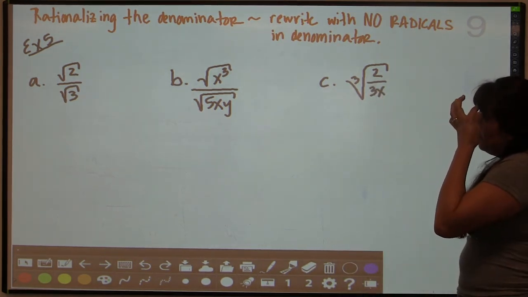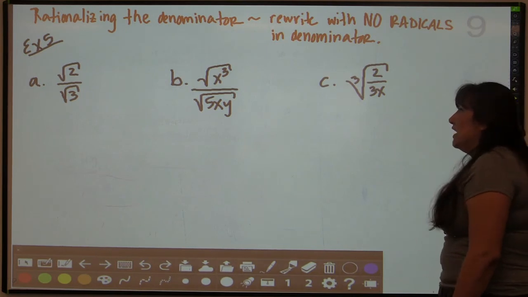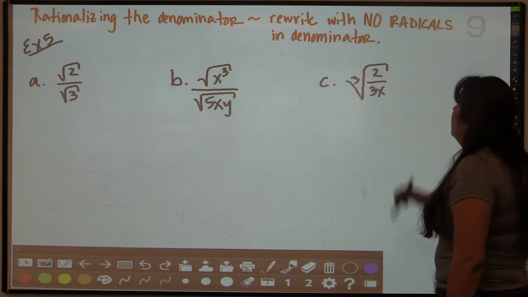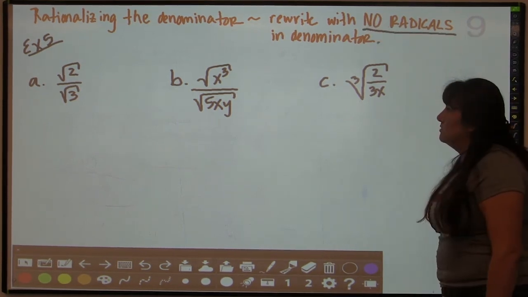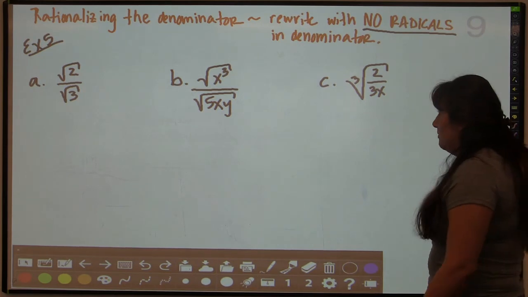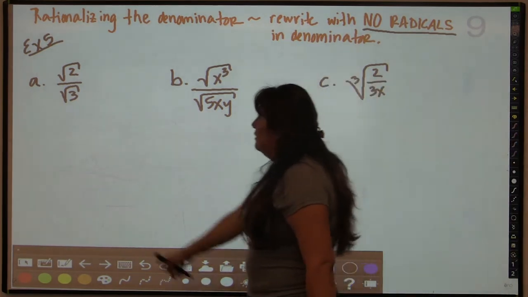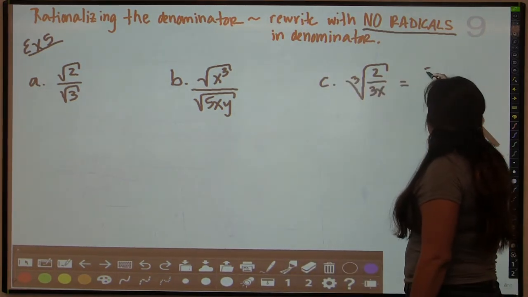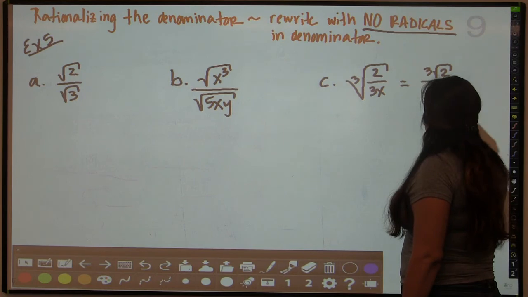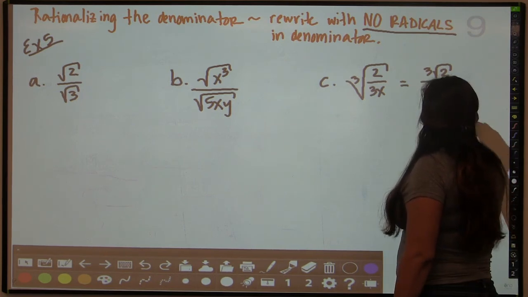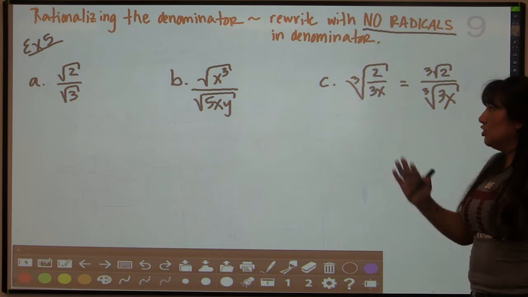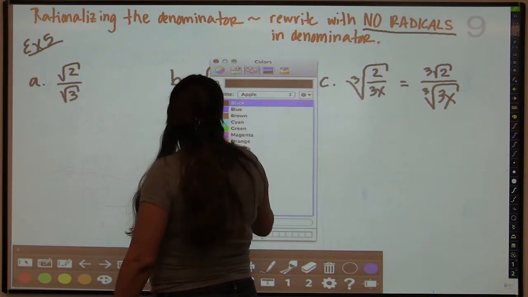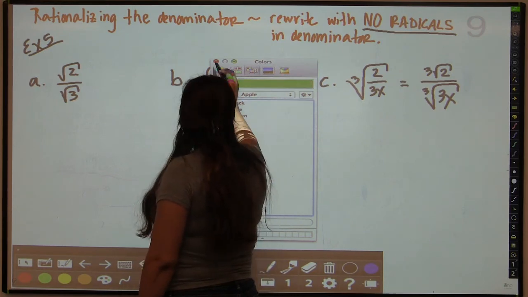So rationalize the denominator, what does it mean? When it asks you to rationalize the denominator, it means that you want to rewrite the expression with no radicals on the bottom, or in the denominator, which is the bottom. So all of these are bad. Square root on the bottom, square root on the bottom. And this, if you rewrite it, is cubed root 2 over cubed root 3x, a radical on the bottom. So these are all bad news. So we need to figure out a way to fix them by rationalizing the denominator.